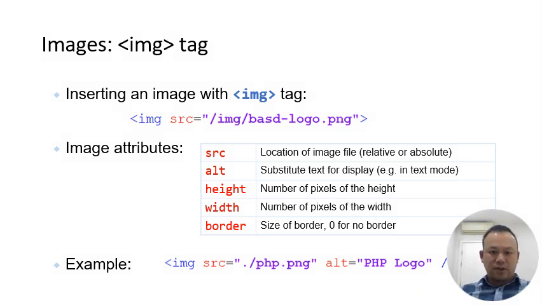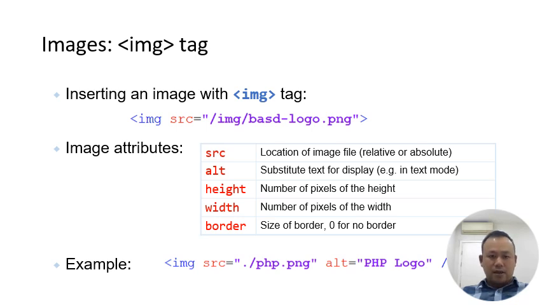Okay, now we move to the image tag. So images are very important in web space. HTML also provides the image tag with several attributes. We can see here we have src, alt, height, width, and border. And the image tag is used to embed an image in an HTML page.